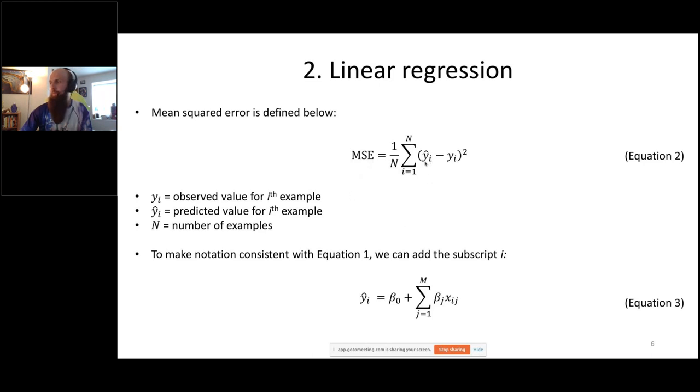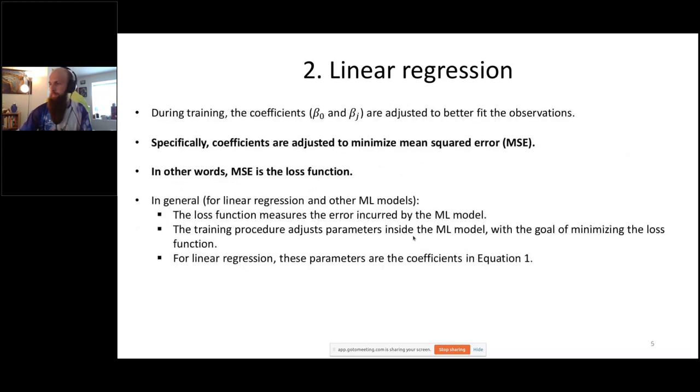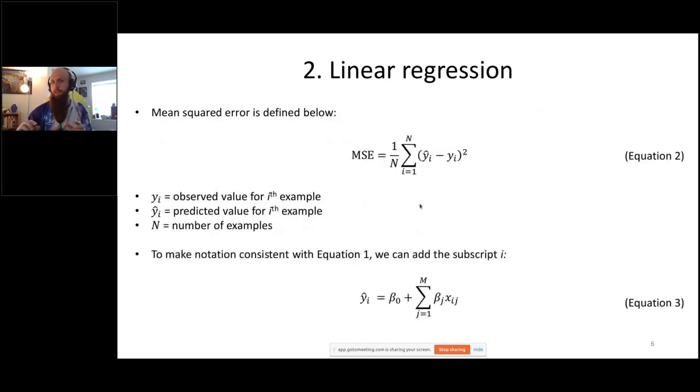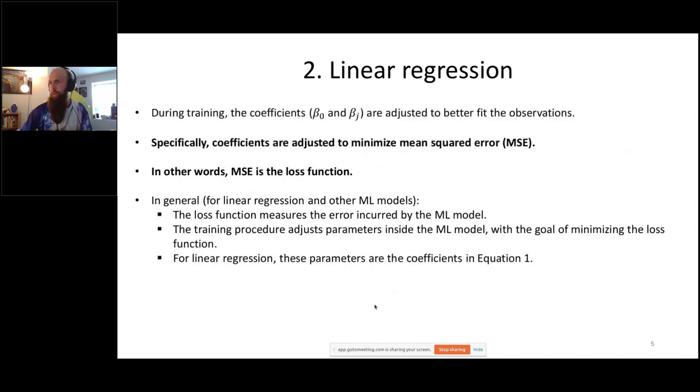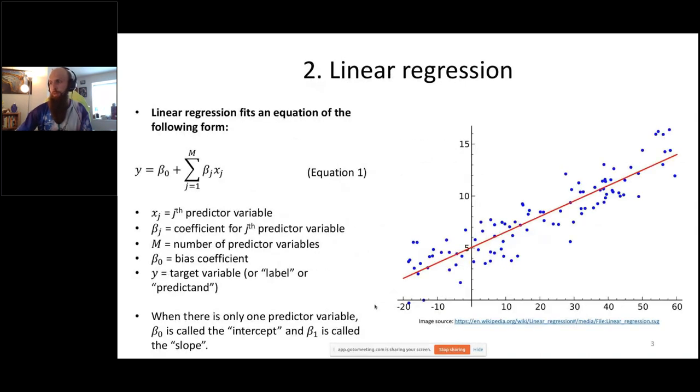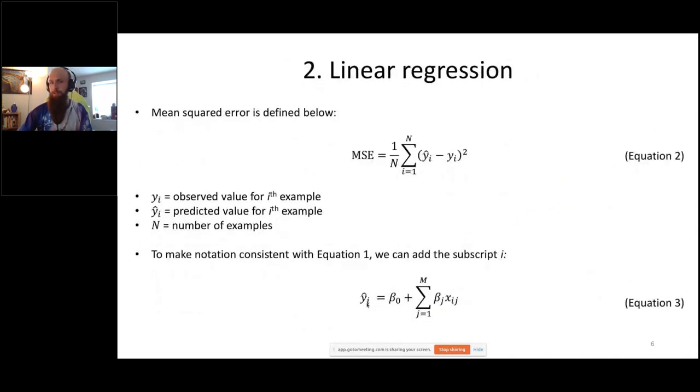And then for y hat sub i, the predicted value for the ith example, to make the notation consistent between equation one and equation two, we can add the subscript i in here. Equation three is the same thing as equation one, except we've added the subscript i to be super explicit and to say this is for the ith example only.